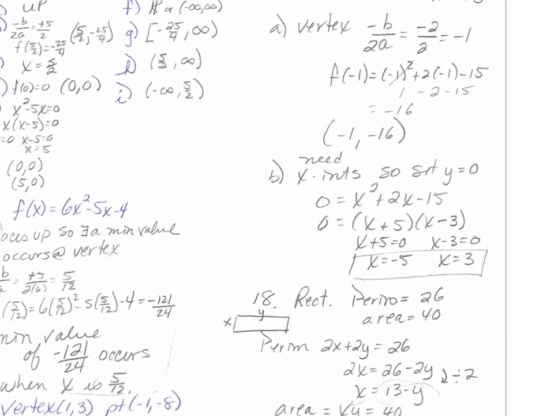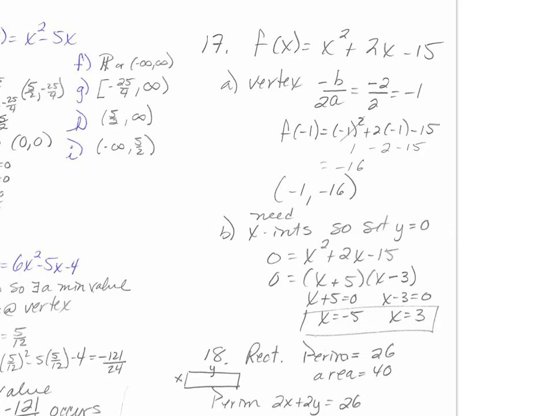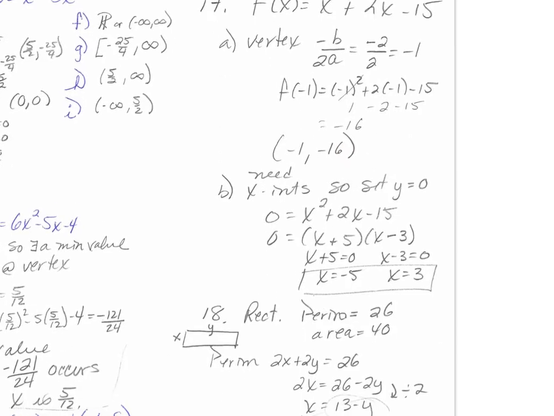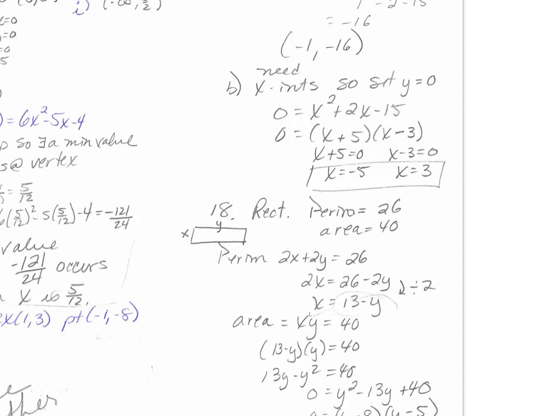16 you're going to see on the next page. It was longer than I had space for. 17, we are asked to find the vertex and then the x-intercept. So just running it through, negative b over 2a again to find that vertex. To find the x-intercepts, set y equal to 0. And we always factor if we can, so we factor and then solve each of those pieces and you're done.